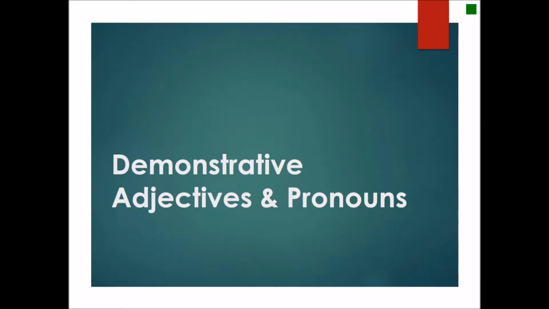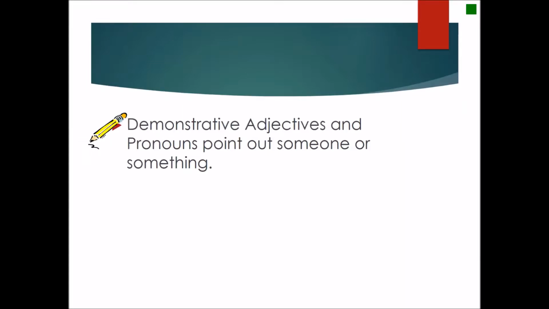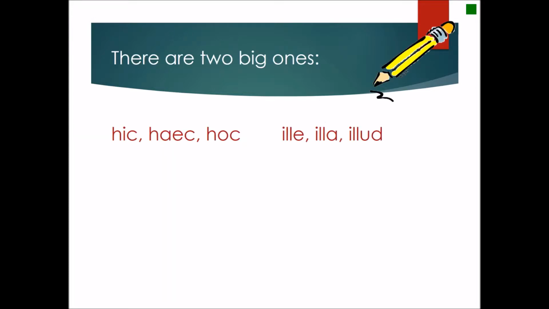Salvete discipuli. Today we're going to discuss demonstrative adjectives and pronouns. Demonstrative adjectives and pronouns are words that point out someone or something. They give us the specific information: which one is it? There are really two main demonstratives, hic, haec, hoc, and ille, illa, illud.